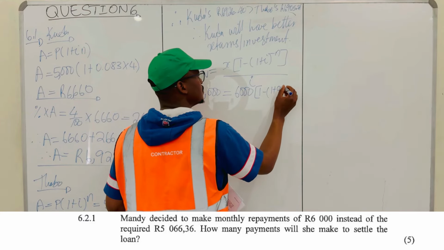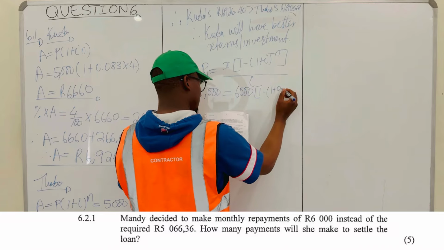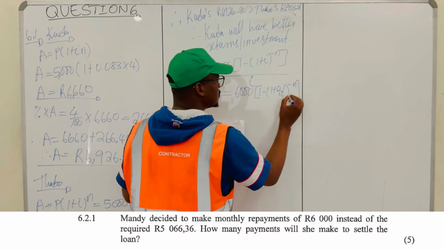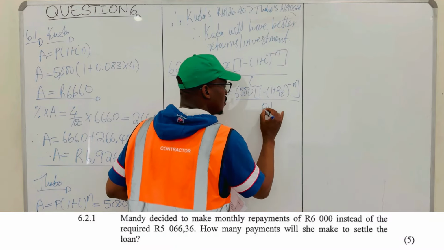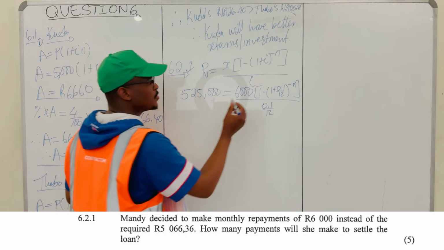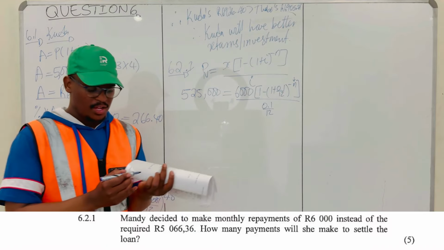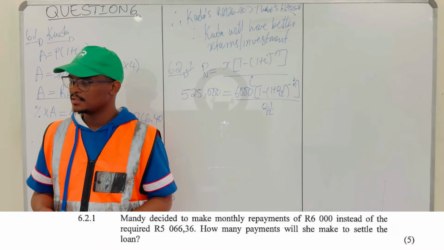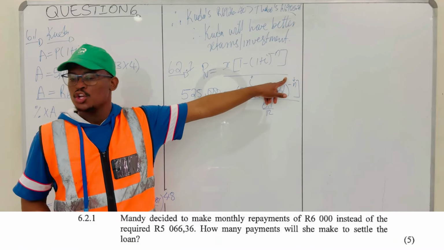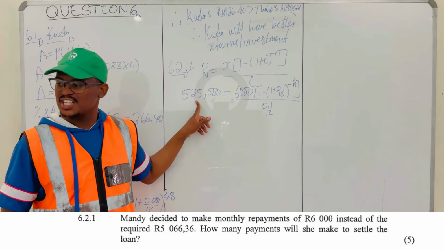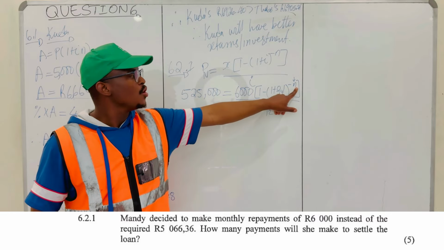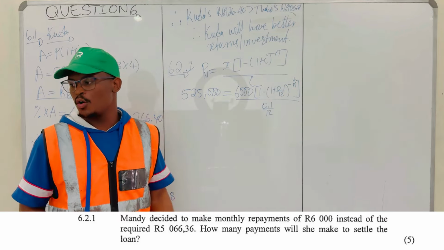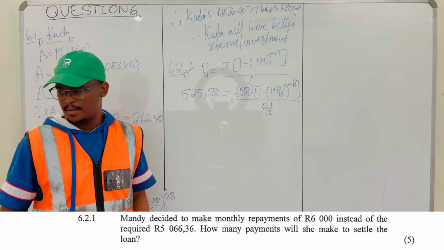0.1, which is 10%, 0.1 over 12, raised to negative n, right? Yes. All over 0.1 over 12. So we're trying to find n. What is n? n is the number of outstanding payments. So you're saying if she's paying this loan, how many times should she pay? How many payments are outstanding to finish this loan? Is this clear? Yes. Fine.